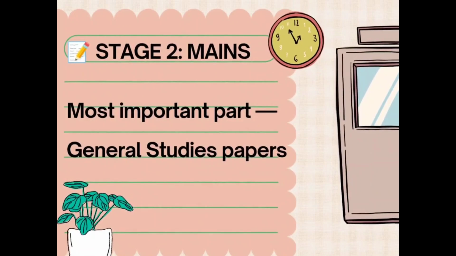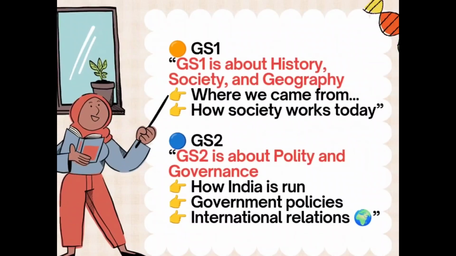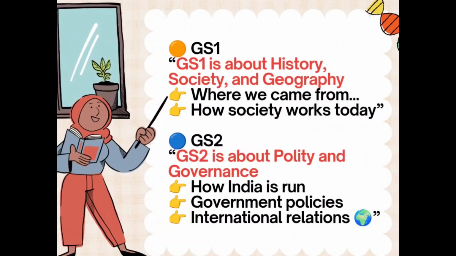Now let's clearly understand the most important part, general studies papers. First is GS1. This paper is about history, society, and geography. Basically, it helps you understand where we came from and how society works today. Once you understand the past and society, the next step is to understand how the country is actually run.